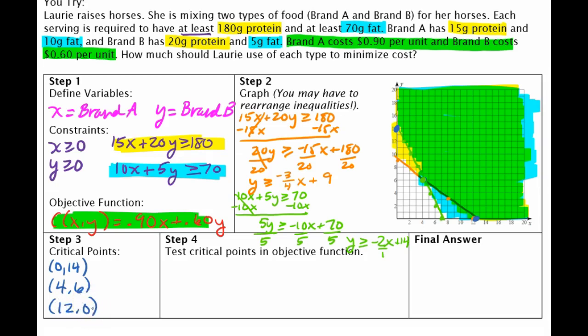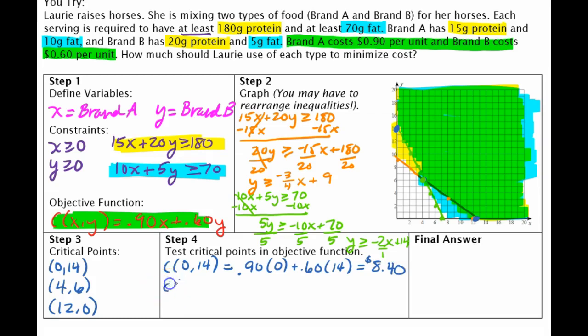So now I'm going to take those 3 critical points and plug them into my objective function, which is highlighted in green. And we'll see which one gives us the smallest answer, since now we're trying to minimize cost. We're looking for the smallest number. All right, so if I did 0, 14 as my point, I would be multiplying 0.90 times 0 and 0.60 times 14. And that answer would be 8.4. And because we're talking about money, I'm just going to add an extra 0 on the end, so it looks like $8.40.